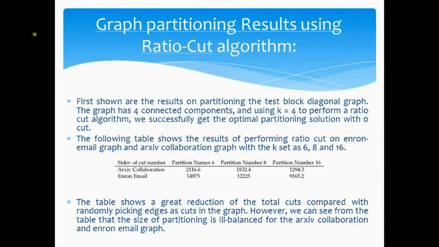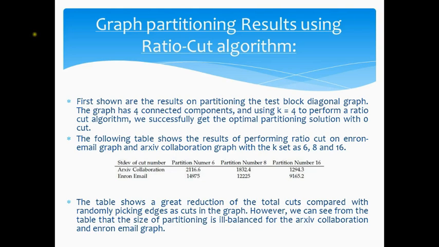By employing the ratio-cut algorithm for graph partitioning, we first saw the results of partitioning the test block directional graph. This graph has 4 connected components, and using k equal to 4 to perform the ratio-cut algorithm, we successfully get the optimal partitioning solution with 0 cuts. The following table shows the results of performing a ratio cut on the Enron email graph and the RZIP collaboration graphs, where k is set as 6, 8, or 16.